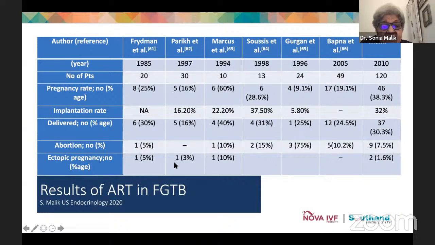So basically, yes, the implantation rate is less. And of course, there are abortions and ectopic pregnancies, but getting a number of patients pregnant out of this whole lot is also very gratifying. So ART does give a very good result in patients with endometrial tuberculosis.